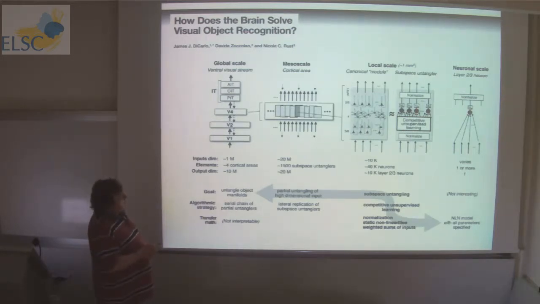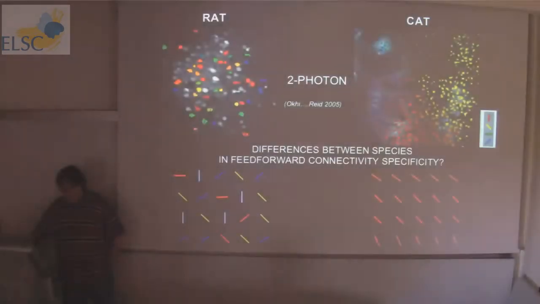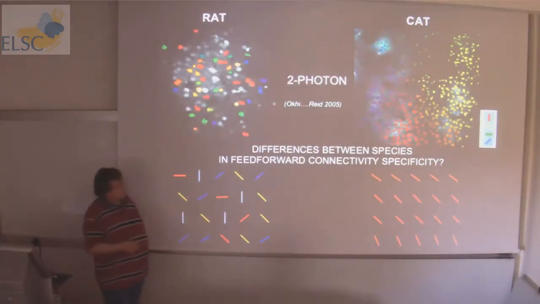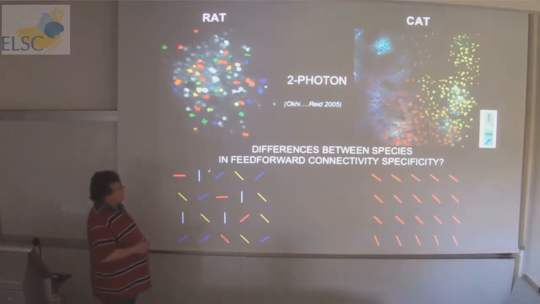where columnar entities seem to be working together at a more mesoscopic scale. So the type of description that we have, even in recent papers, is largely dominated by the hierarchical view shown by Hubel and Wiesel. Now, if we look at the beautiful data in the rat and the cat using two-photon imaging, you find some kind of strong differences between species.